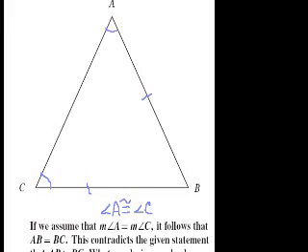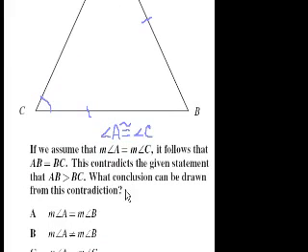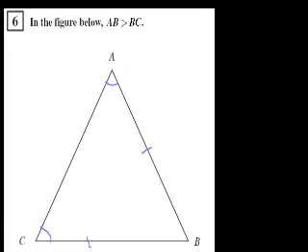Fair enough. Then they say this contradicts the given statement that AB is greater than BC. Right? It says it follows that AB is equal to BC, and that contradicts this statement. Where are they going with this? What conclusion can be drawn from this contradiction? Let's see. Measure of angle A is equal to measure of angle B. No, that's not the case.